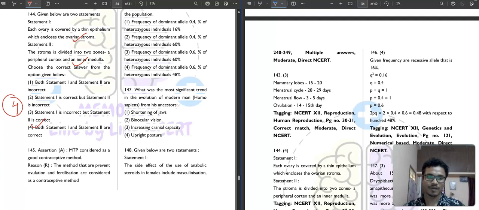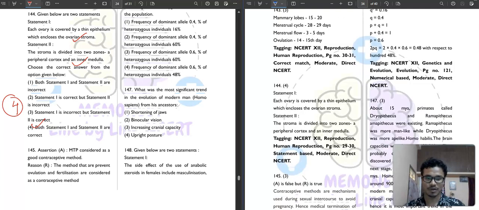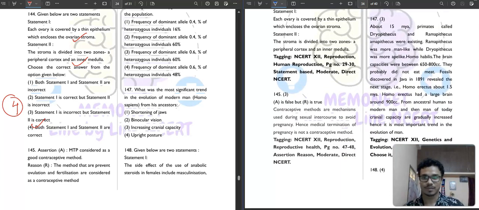Then question number 145 is your assertion reason type question. Sometimes when people say assertion reason question, it seems that this might be tough, but when you read it, you see that this is very easy. MTP is considered as a good contraceptive method. Is it correct? No, MTP is definitely not a contraceptive method. It is done under certain conditions. You will read this in your forensic medicine or community medicine, in your 3rd year of MBBS.